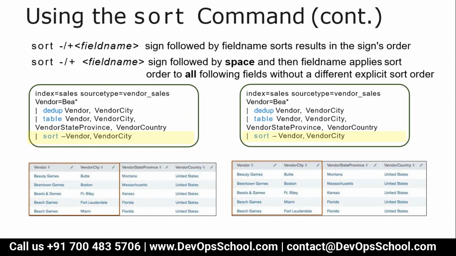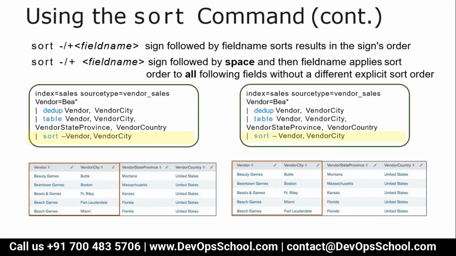Okay, so here you have the sort commands, where you use plus and minus without a space. That is a sign followed by the field name, and sort results in the sign order. Now if you have a sort command followed by a space, then minus or plus, and then the field name which you want to include or exclude, the difference is that the sign followed by a space and then the field name applies the sort order to all following fields without a different explicit sort order. So that's one of the differences. Look at it very carefully.